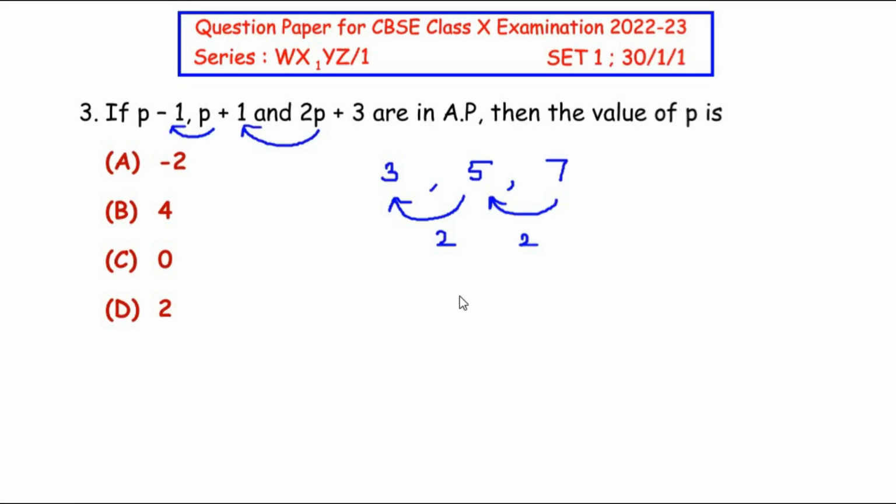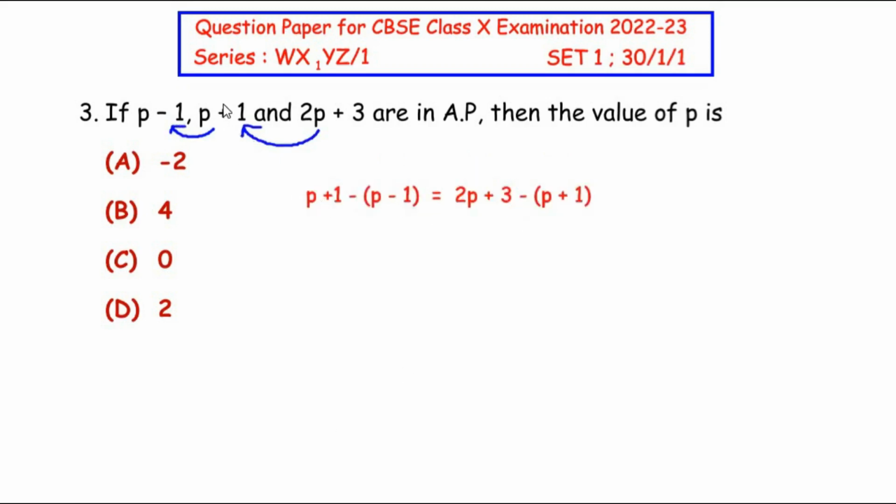So let me write here. We have written the second term, which is p plus 1, minus the first term p minus 1, is equal to the third term, that is 2p plus 3, minus the second term, which is p plus 1.